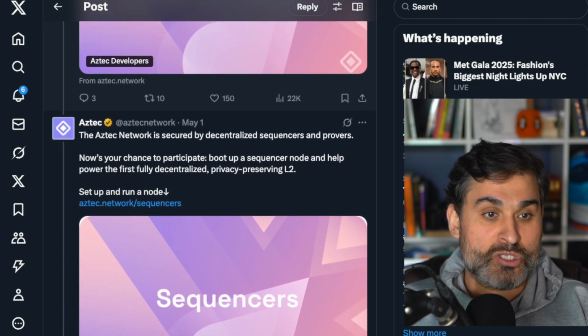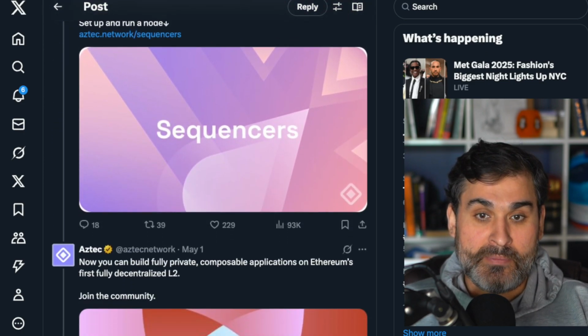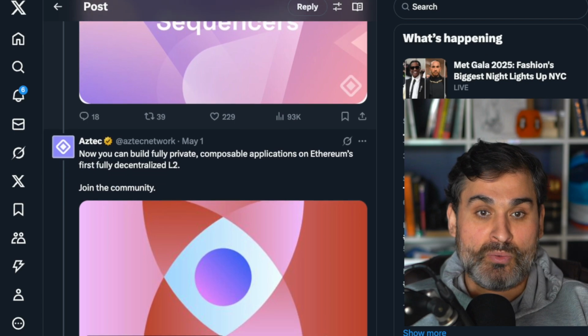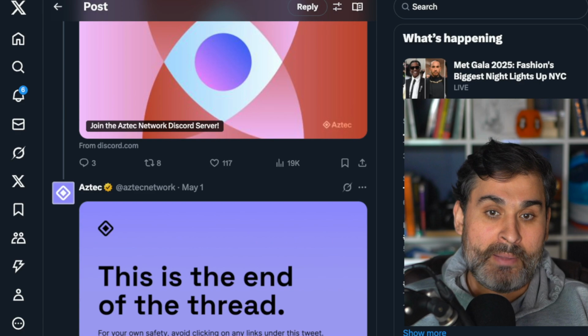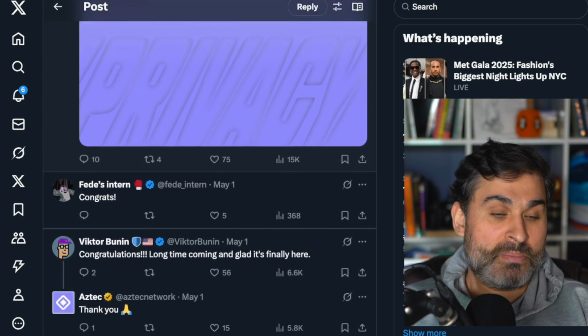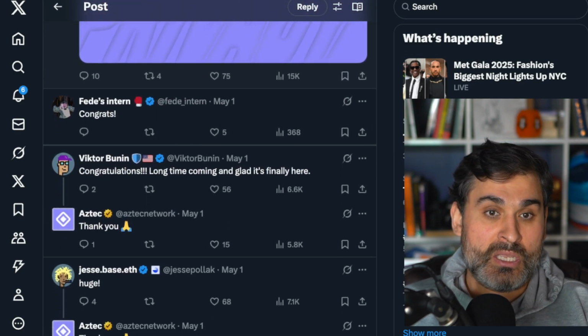And this will of course be a layer 2 on Ethereum, and they are saying that they want to build a fully private composable application on Ethereum's first fully decentralized L2. So yeah, a whole lot of people that are prominent in the Ethereum ecosystem gave them huge congrats.